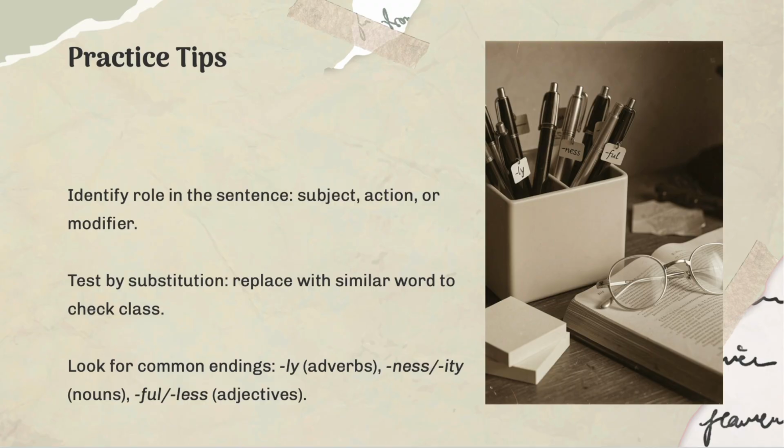Here are some practice tips. Identify role in the sentence. Try and find distinguished things. First, find the subject, action, or modifier, and then you'll be able to identify key parts. Test by substitution. Replace the word that you are looking at with similar words to check what class or group it would be part of.